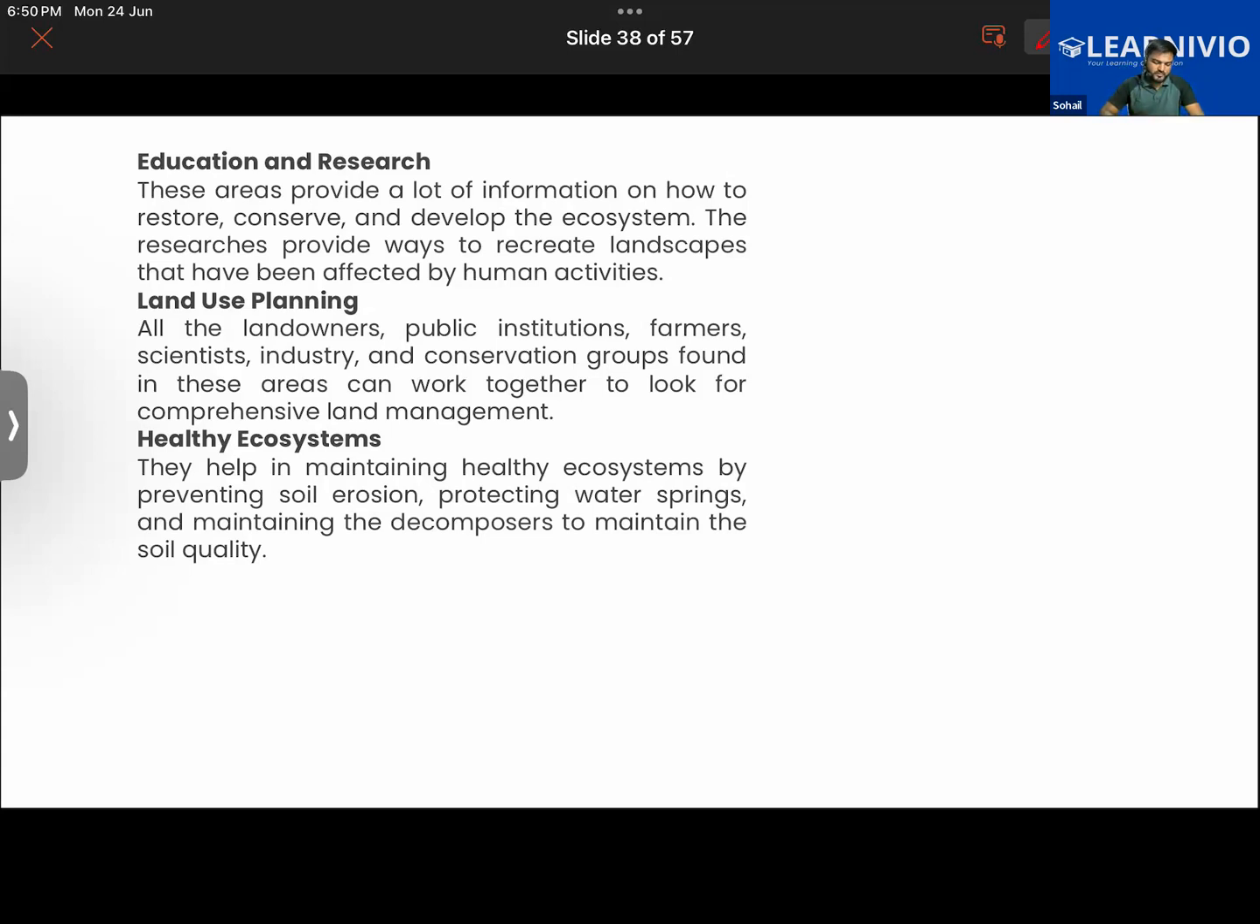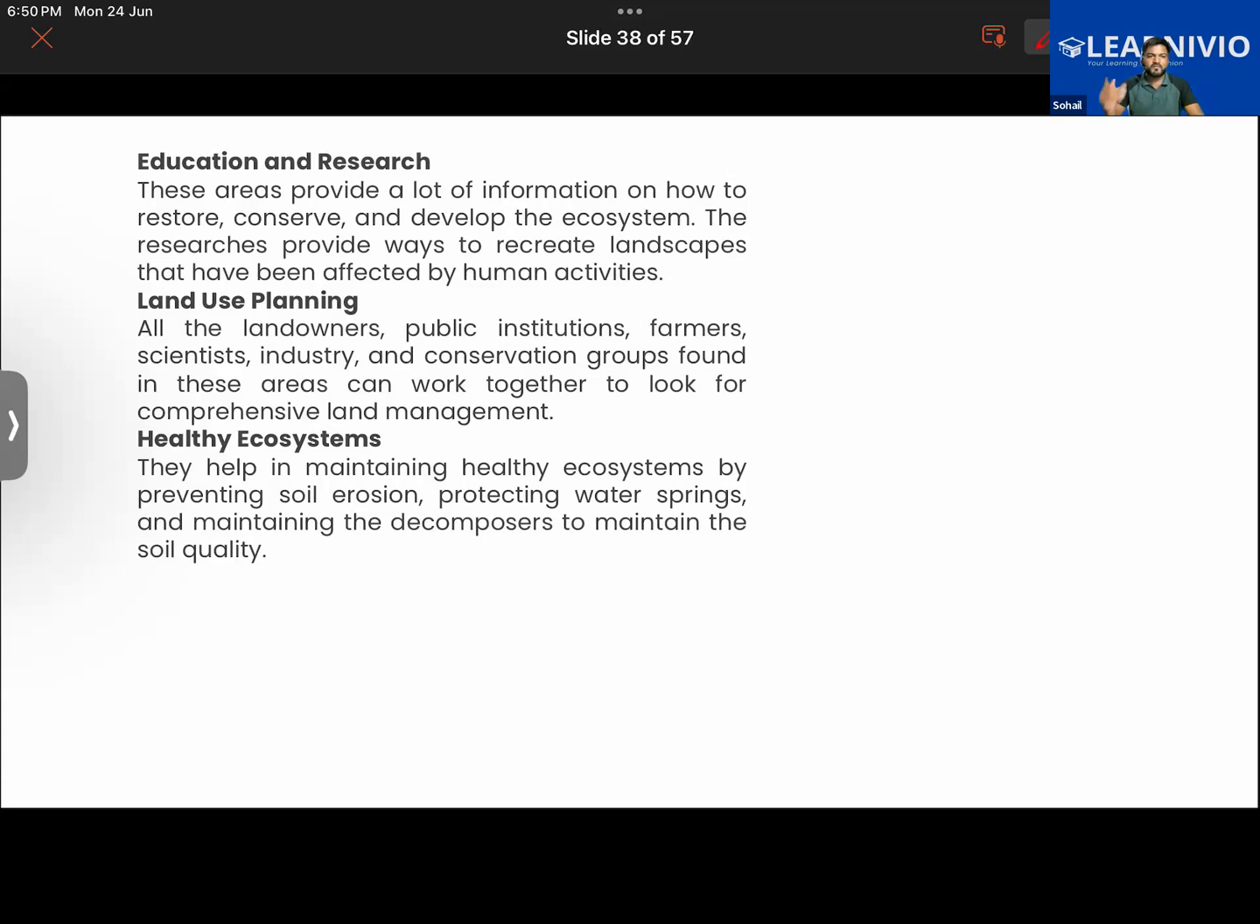So they help in maintaining healthy ecosystems by preventing soil erosion, protecting water springs, and maintaining the decomposers to maintain the soil quality. Also, you guys know that deforestation impacts the quality of soil as well. How does it do so? Deforestation is going to affect the quality of soil.